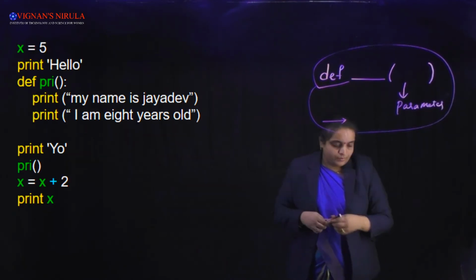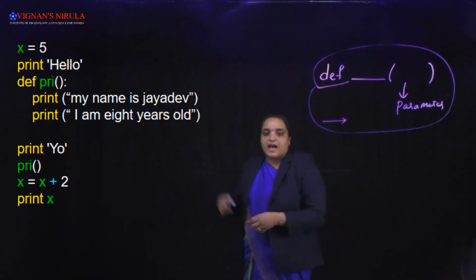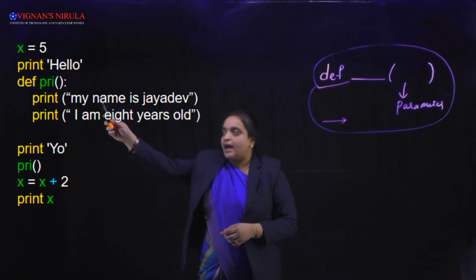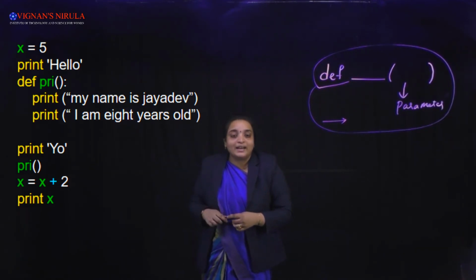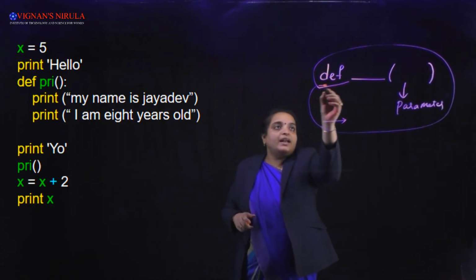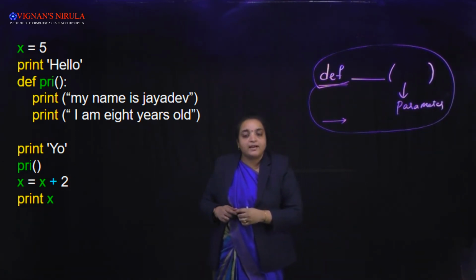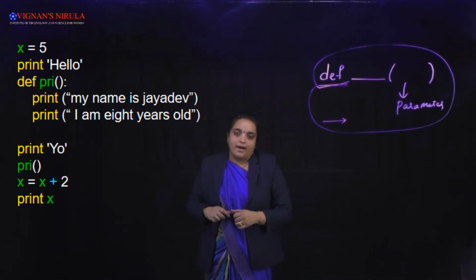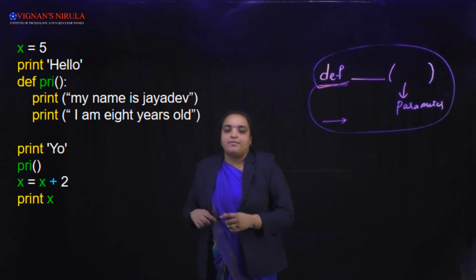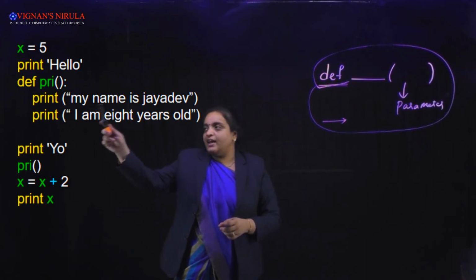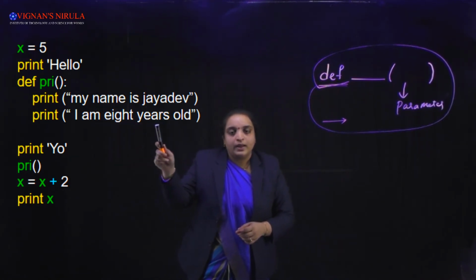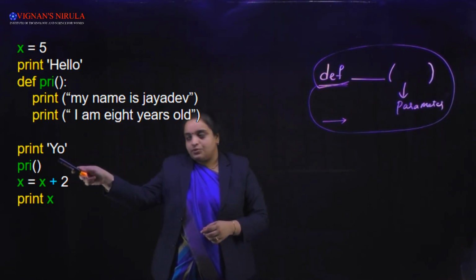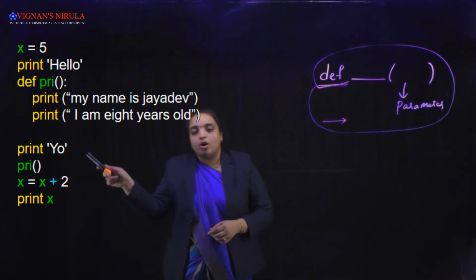Is that clear? Okay. So if you see this example, in this example we have taken a value, that is x is equal to 5, then print hello. Then you have created a user defined function by using the def keyword. So what is the name of the user defined function that we have used here? That is pri. In this user defined function we have printed the name. My name is Jaydev and I am 8 years old. Then the program is continued. In the program we have taken another print statement, that is yo, and we have called the function.